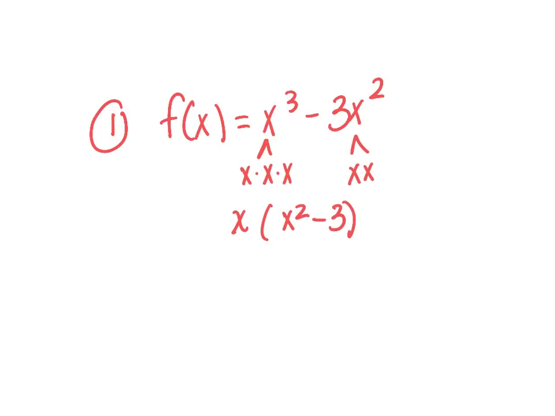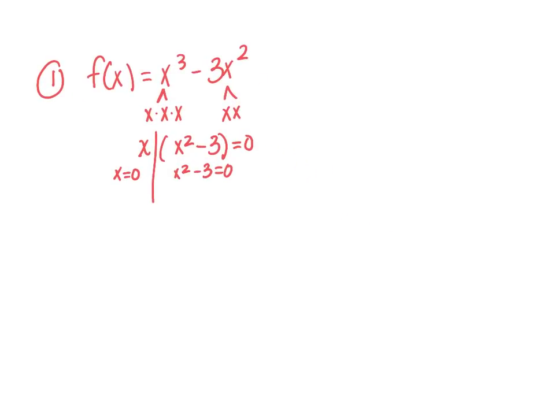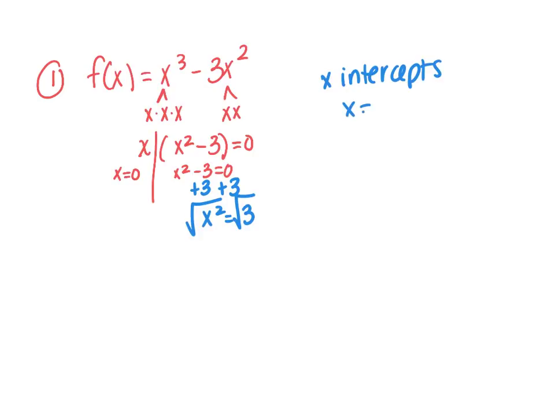To find your x-intercepts, you're going to set it equal to 0. So we have x is equal to 0, and x squared minus 3 is equal to 0. To keep going, we're going to now solve for x. So add 3 to both sides. We get x squared equals 3, and then we take the square root. So our x-intercepts are 0 and plus or minus square root of 3.